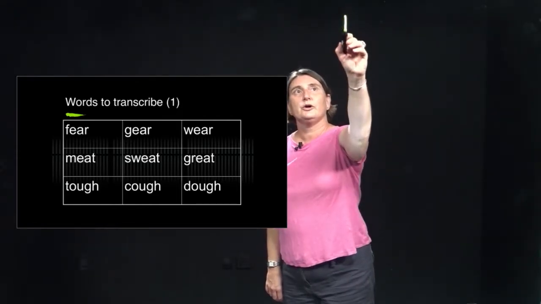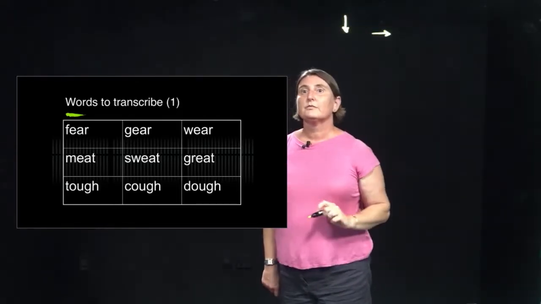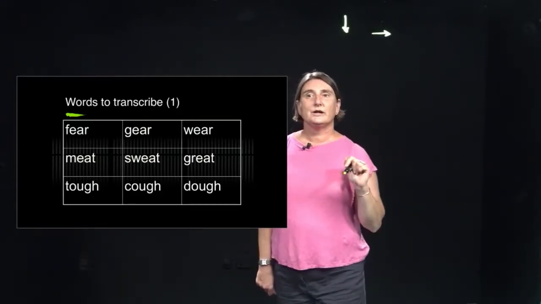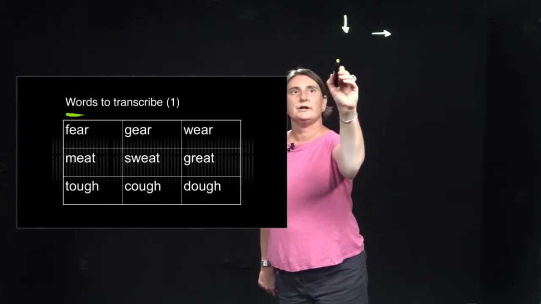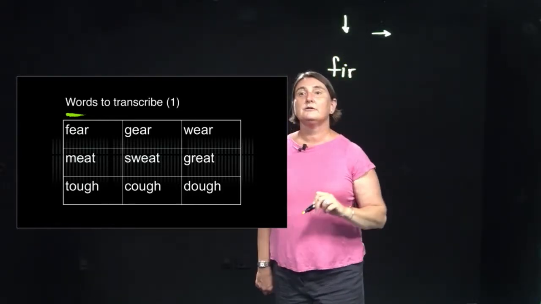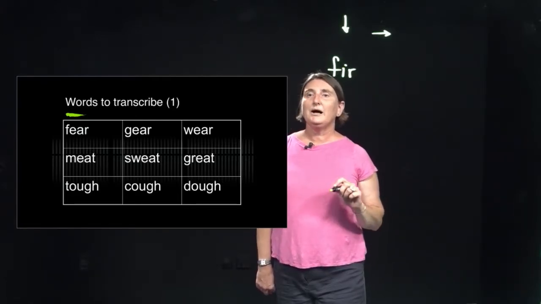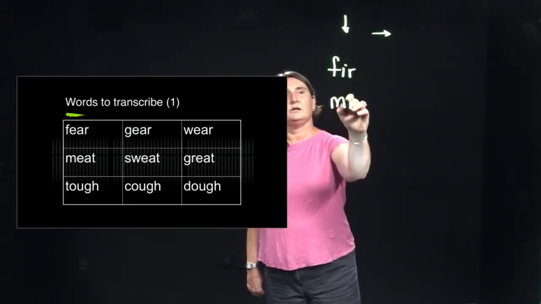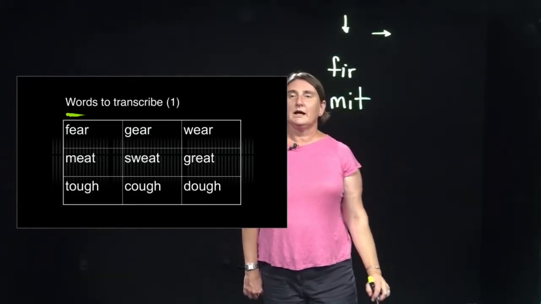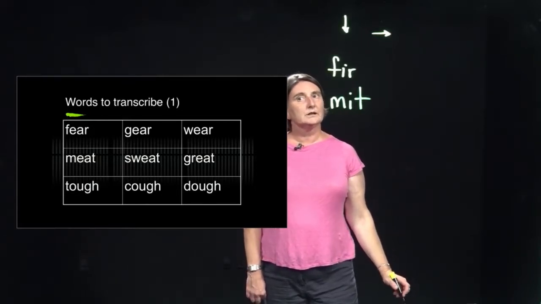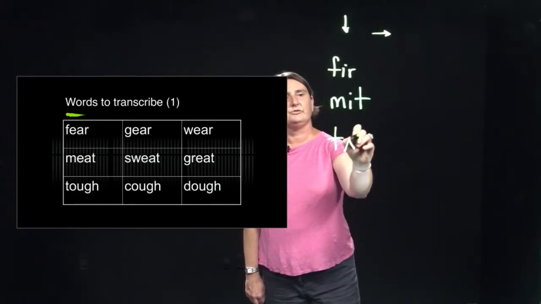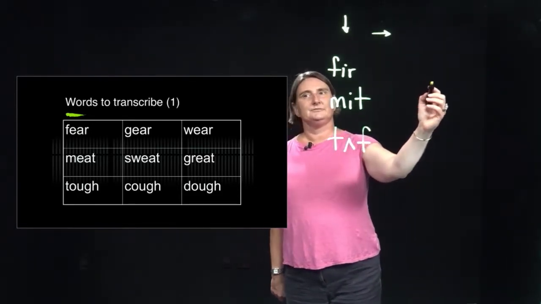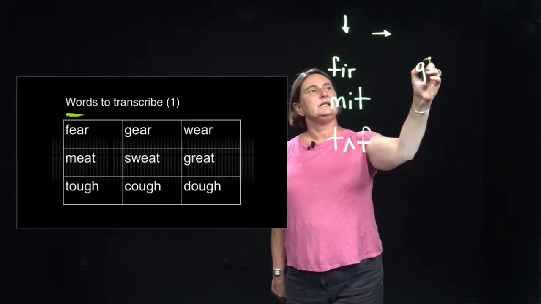We're gonna, like before, go down first before we go over. Okay, fear, fear. How will you transcribe fear? I will transcribe it F-I-R, fear. How about meat? How will you transcribe meat? M-I-T, meat. How about tough? Tough, T-U-F, tough. Okay, next one, gear. Gear, G-E-R.